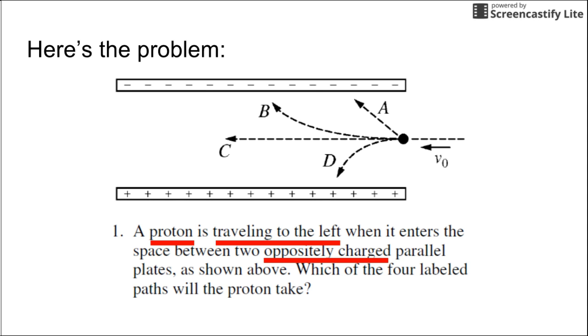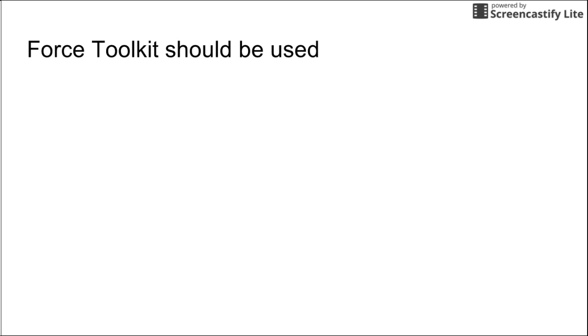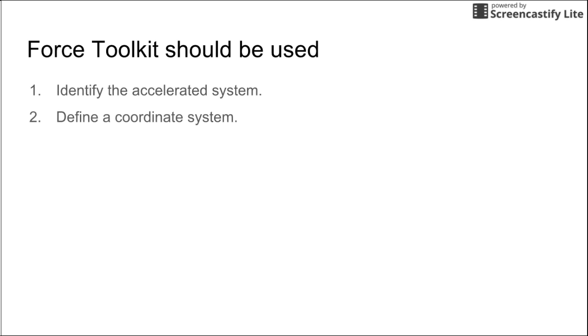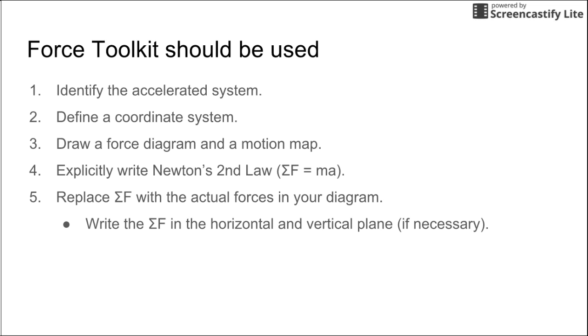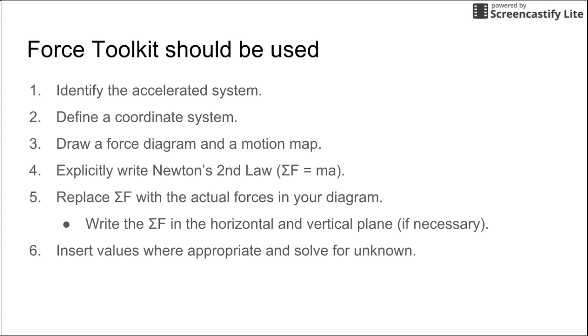I'm going to cut to the chase. Before that, you should use the force toolkit. Steps to that are to identify the accelerated system, to define a coordinate system, to draw a force diagram and a motion map, to explicitly write Newton's second law, which is the sum of forces equal to the mass times acceleration, F equals ma. Replace F with the actual forces in your diagram, which you should write in the horizontal and vertical plane if necessary. And you should also insert the values where appropriate. Solve for the unknown.